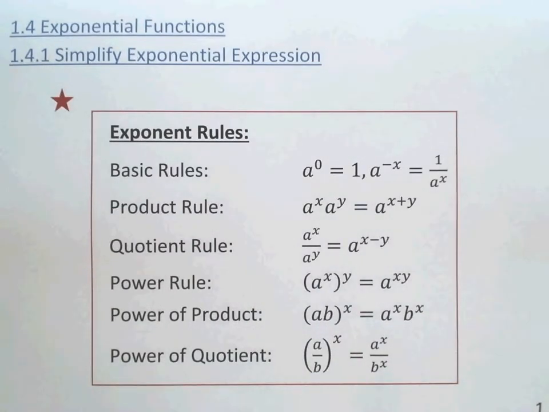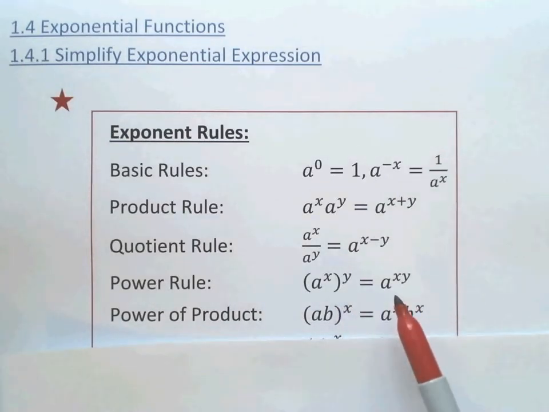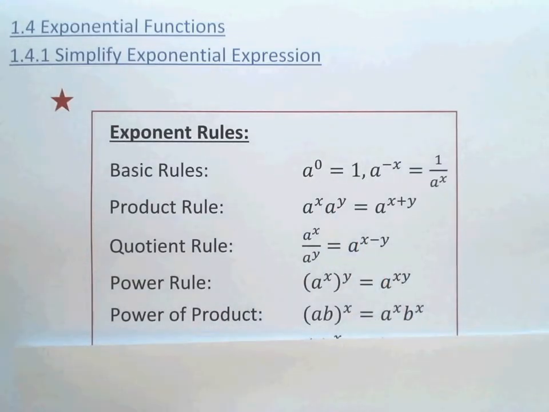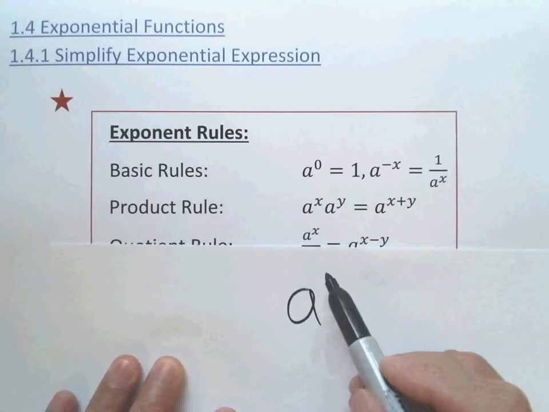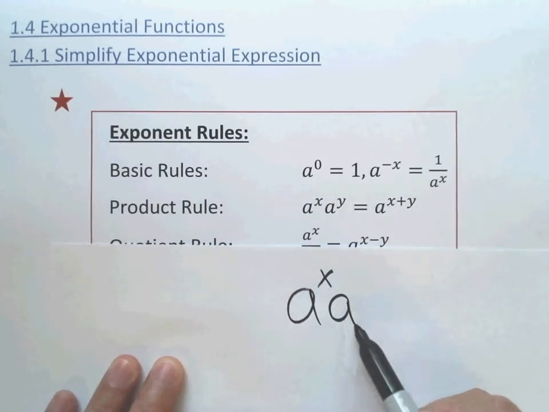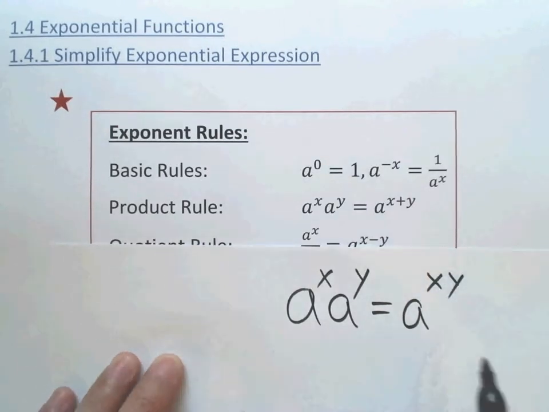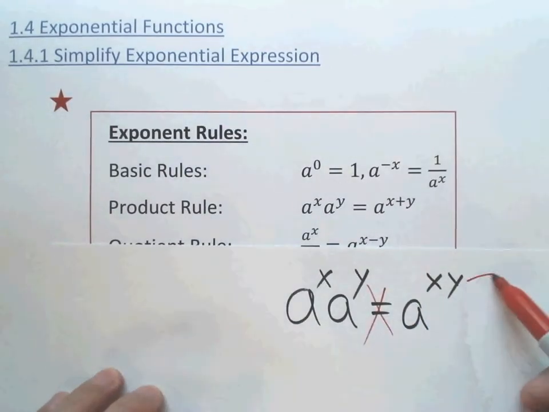We have one common mistake. Let me write it for you. Someone can easily mix up the power rule and the product rule. For the product rule, someone might say a to the x times a to the y equals a to the x times y. This is wrong, right? This is a common error. It should be x plus y.